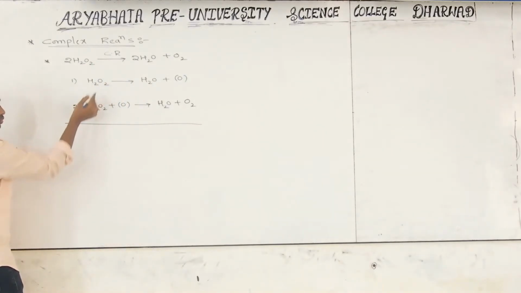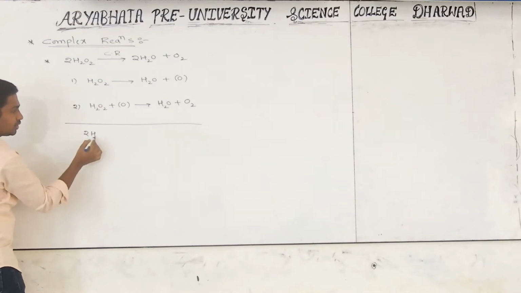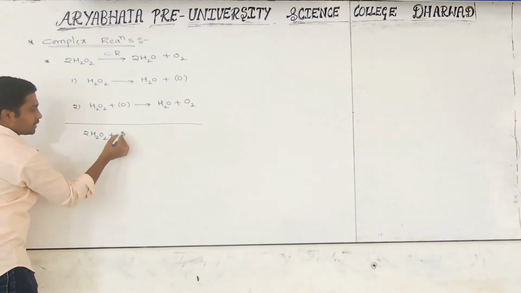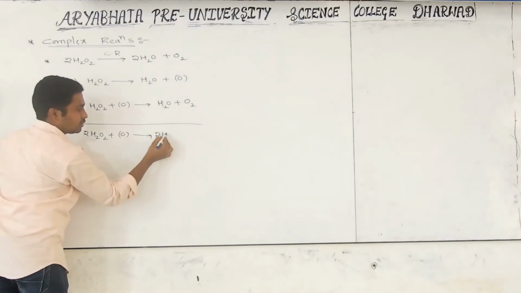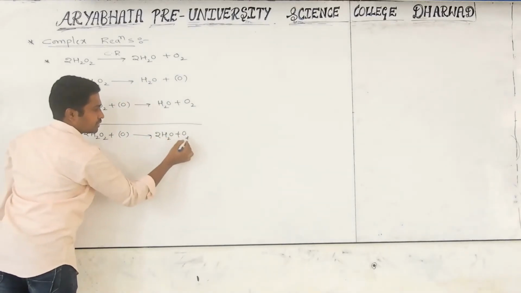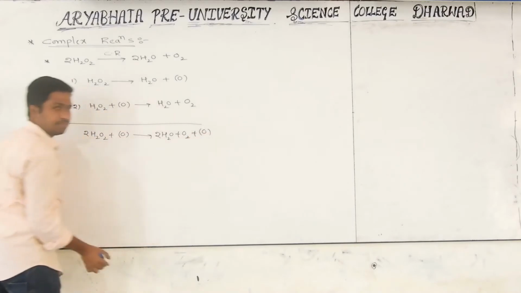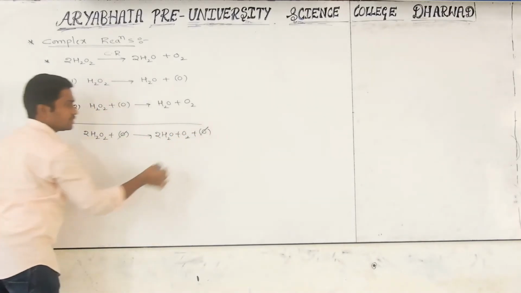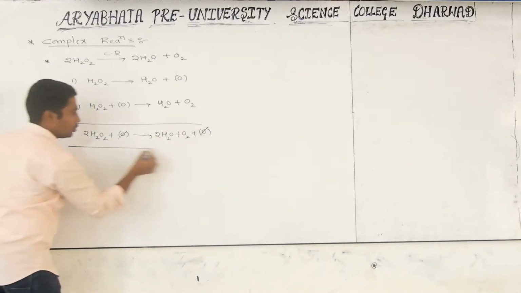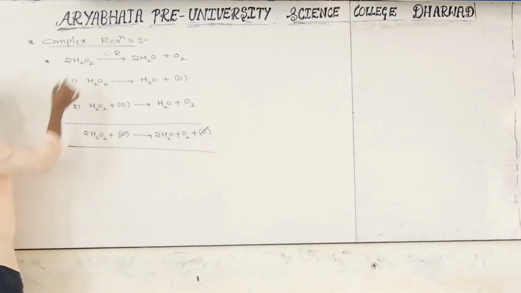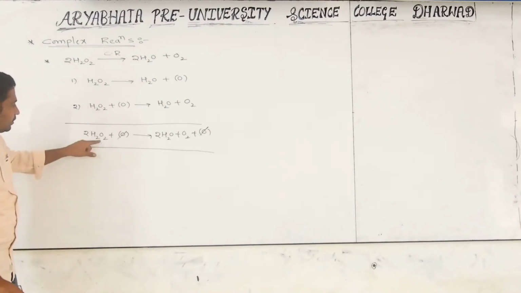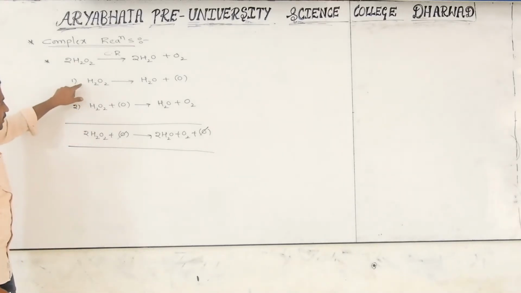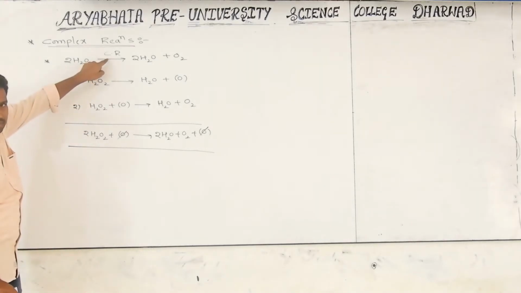Once you add these, H2O2 plus H2O2 is nothing but 2H2O2 on the left side, plus nascent oxygen. On the right side, H2O plus H2O is 2H2O, plus oxygen plus nascent oxygen. Nascent oxygen on both sides is cancelled. The whole reaction is nothing but 2H2O2 going to 2H2O plus O2. Here, the important thing is the chemical reaction takes place in two steps. That's why it's called a complex reaction.